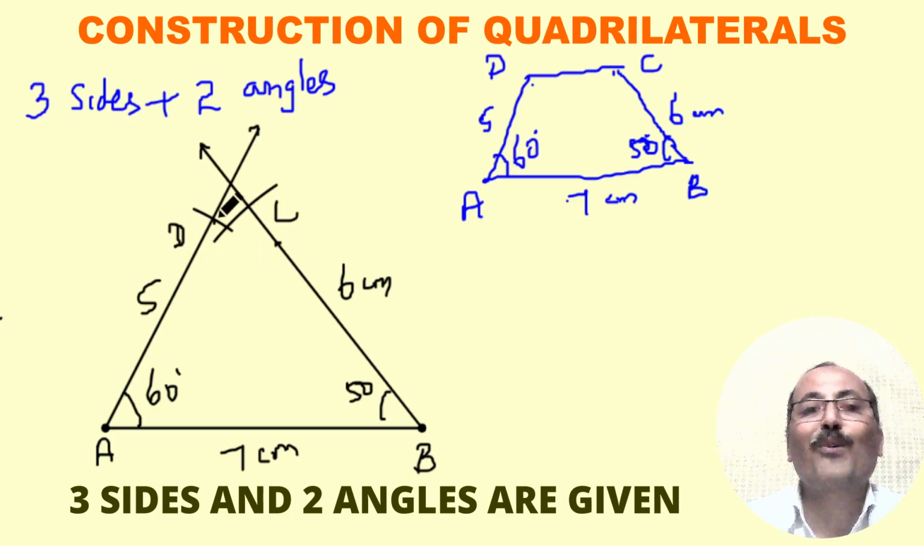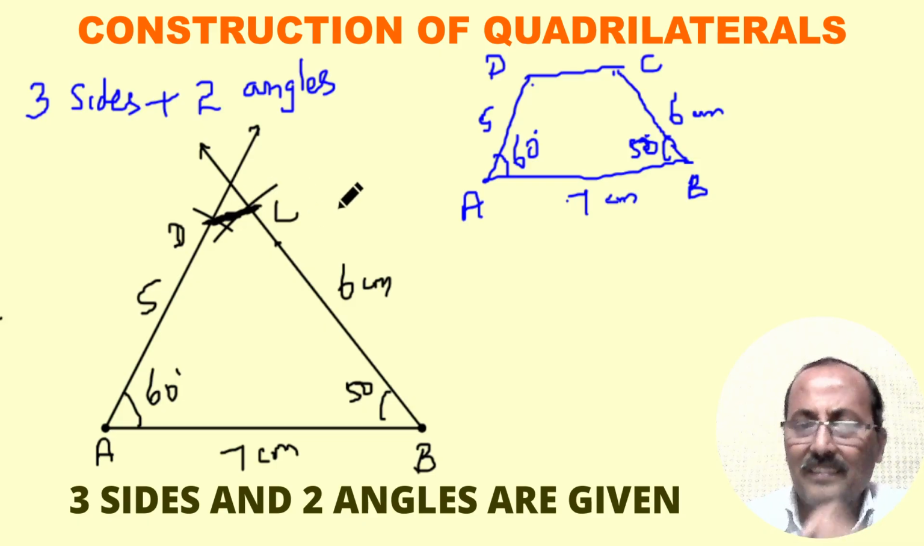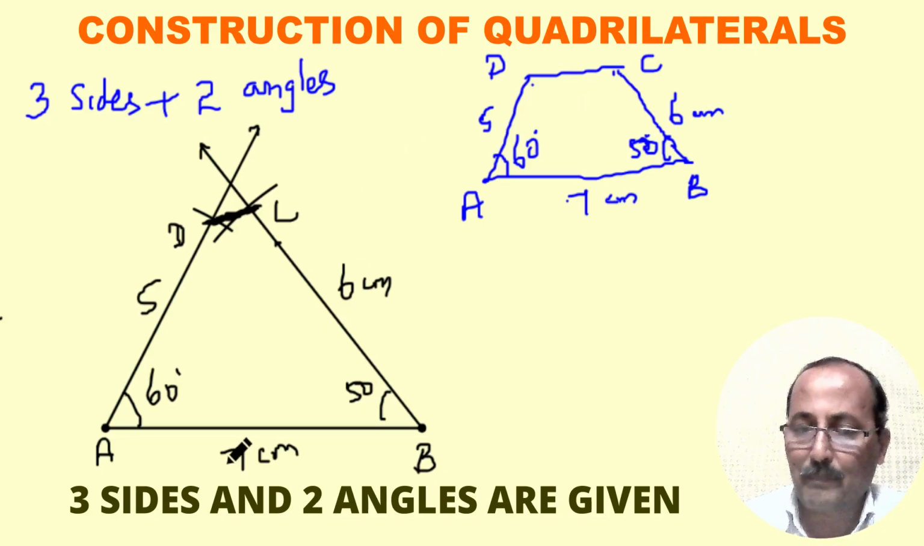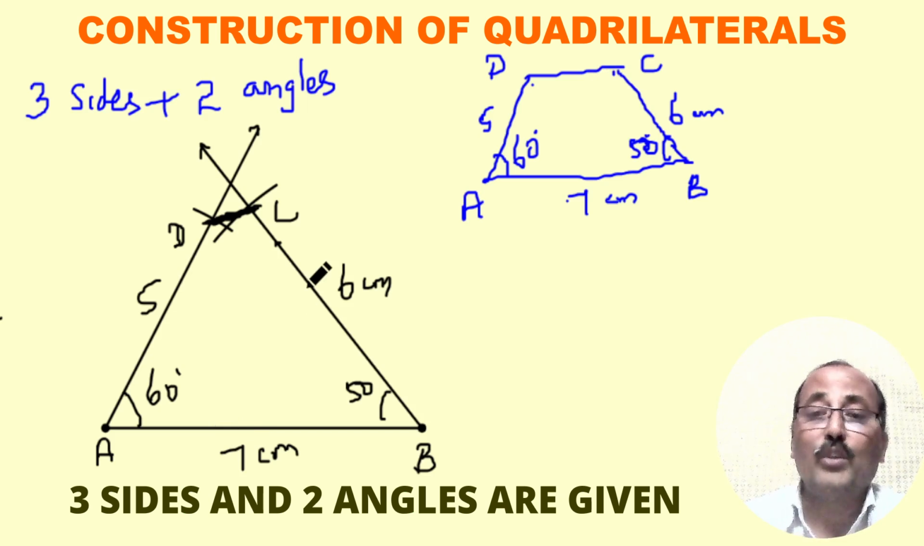Now what about the quadrilateral? If I join DC, that will become the quadrilateral. Yes, the quadrilateral itself is something different. It comes like parallel, but it is not parallel. If you want to get a perfect quadrilateral, the measurement matters.